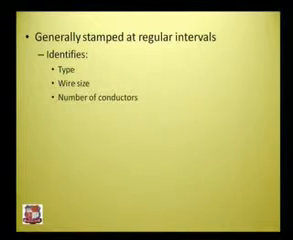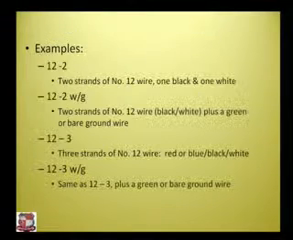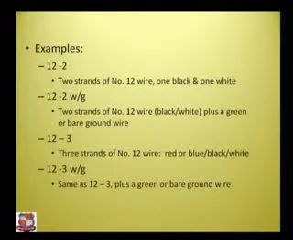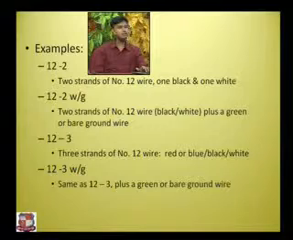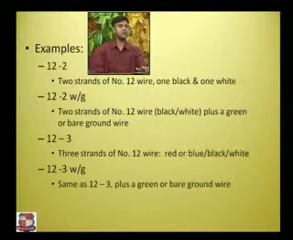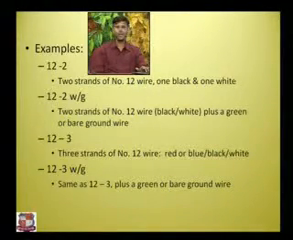Again, you can identify with the help of the type, wire size and the number of conductors the cable is using. For example, it is written 12/2 or 12-2. There are two strands, right? Number 12 wire, one will be black and the second one will be white. If it is written 12/2 W/G, it will be two strands of number 12 wire, black and white, plus a green or bare ground wire added.